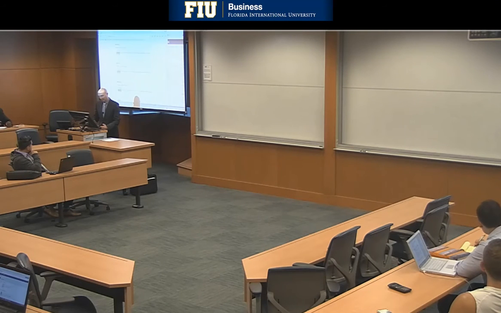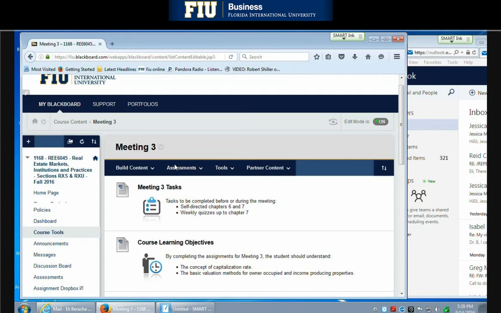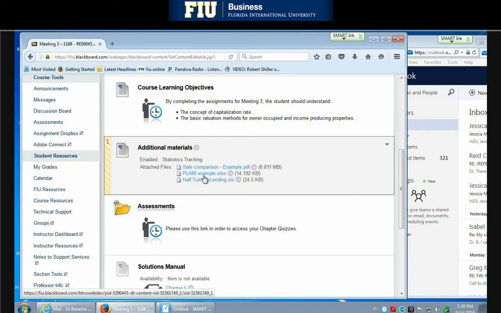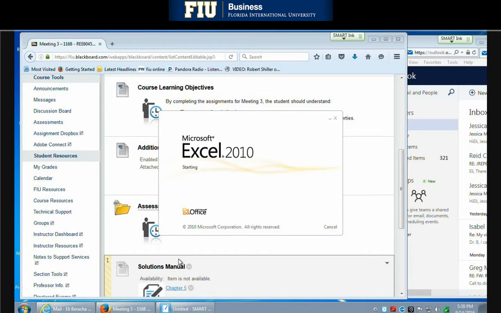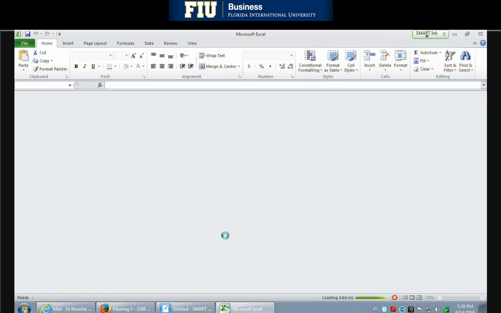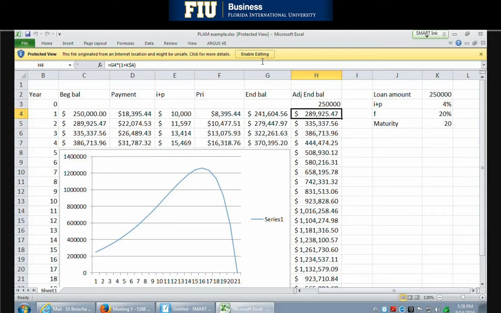I think it's under meeting 3. Yes, under meeting 3. Hey guys. If you look at the plum example, and you open it, basically this is what it looks like.